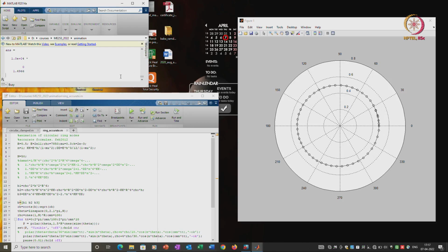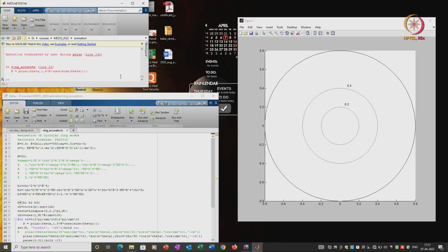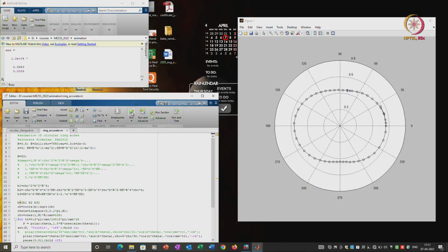Now let us do maybe 2, which is an ovaling mode. So that is an ovaling mode. You see how compressions line up in one place, tensions line up in another place. This is exaggerated, as I said, you do not get this much displacement.